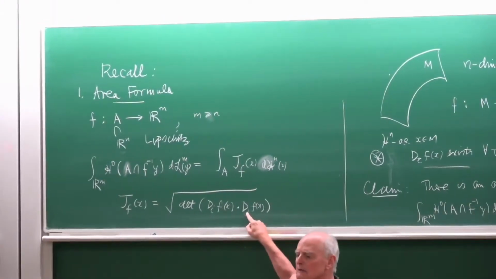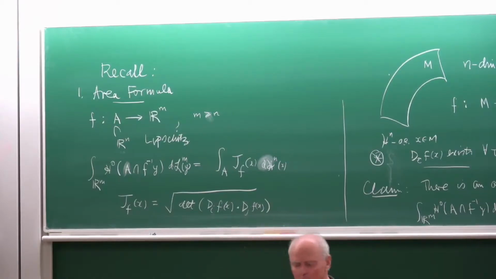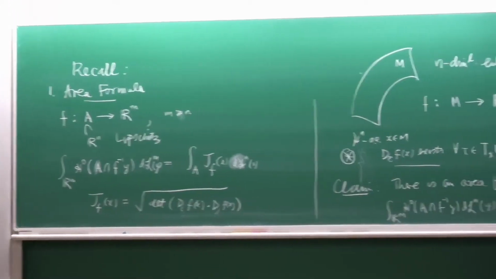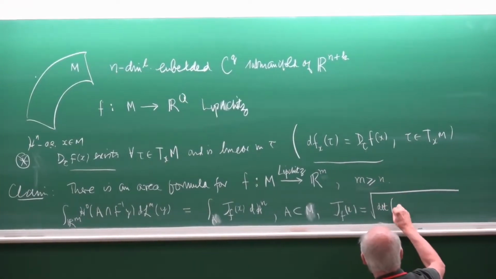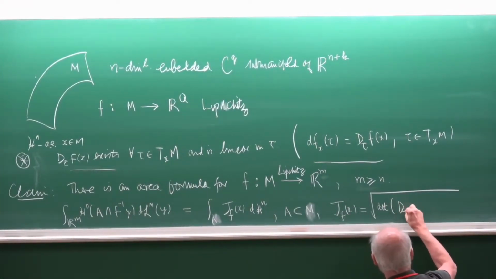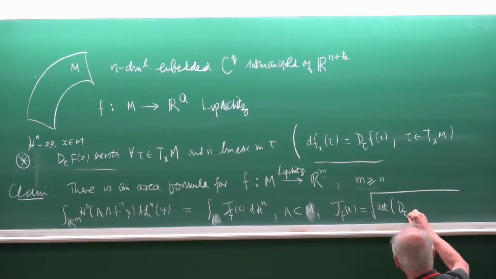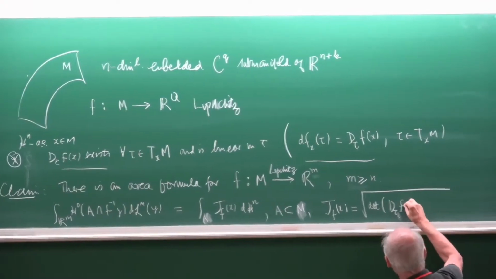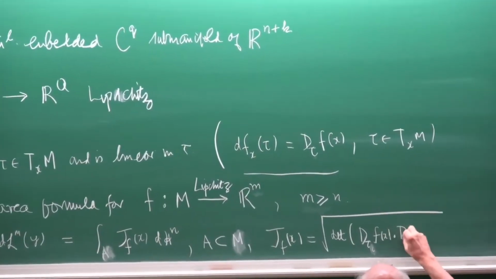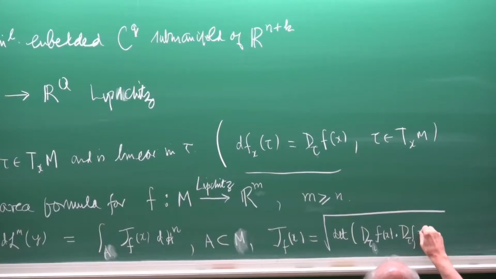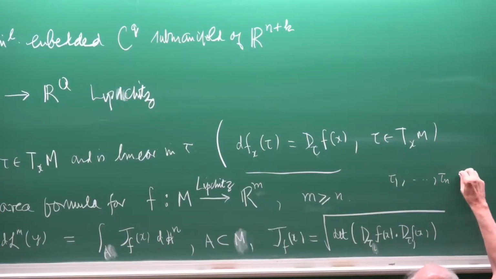Instead of that, you take the directional derivatives with respect to an orthonormal basis of the tangent space. But otherwise, it's exactly the same quantity. So in other words, you take the square root of the determinant of the directional derivatives. Remember, directional derivatives exist almost everywhere by this. Let's call it dτi of f at x dotted with dτj of f at x. And here, τ1 up to τn is an orthonormal basis of the tangent space.